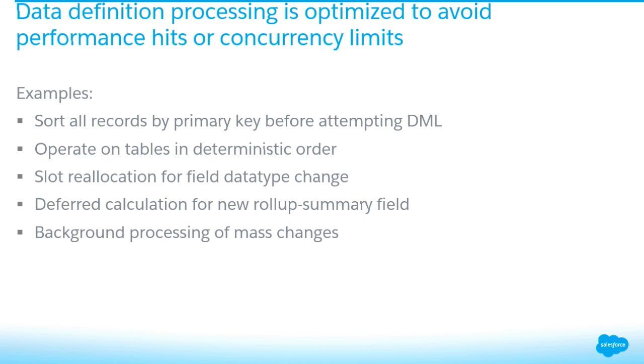When you change data types, so let's say you have a number field in Salesforce and you change it into a character. How do we do that? Well, we will pick a blank slot in the data table and we will just flip it over and make it work that way. We reallocate the slots. We defer the calculation on roll-up summary fields just to make sure that it can be done afterwards to make it easier, and background processing for mass changes.